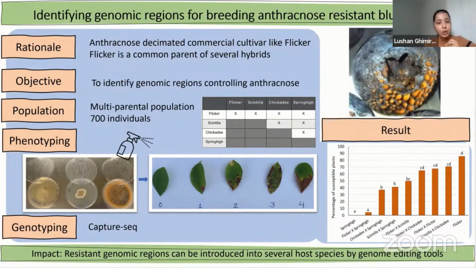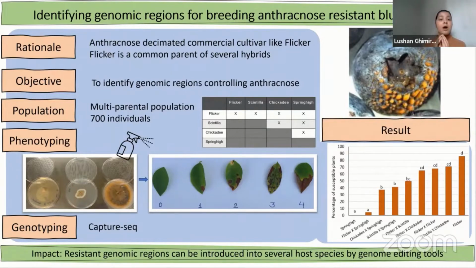Annual Florida Blueberry Growers Surveys for breeding trait priorities have ranked fungal disease and anthracnose among the most important diseases in terms of incidence. Not just a decrease in production due to this disease, it has already decimated plantings of the commercial cultivar Flicker, which is a common parent in many hybrids. Therefore, to deal with this issue, we aim to identify genomic regions associated with resistance against this disease.